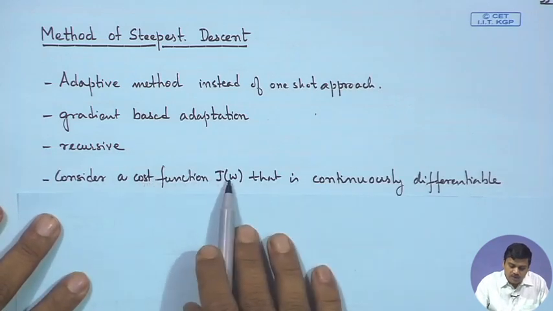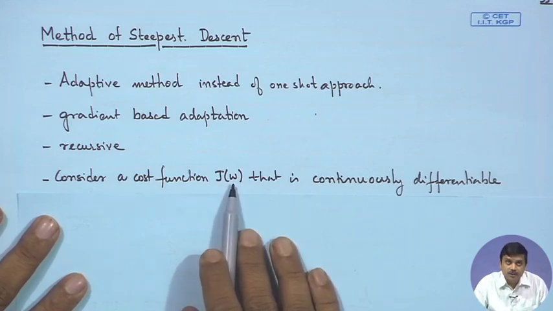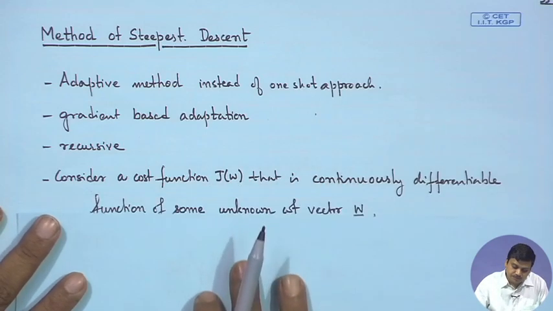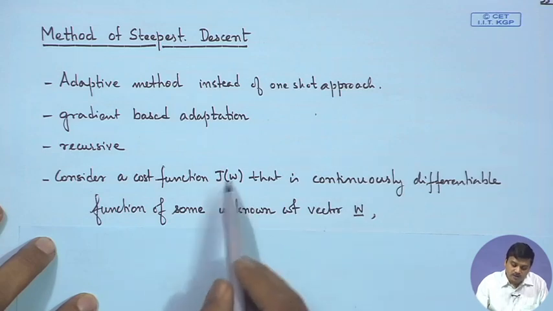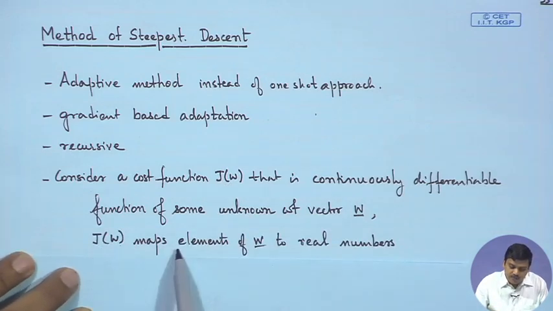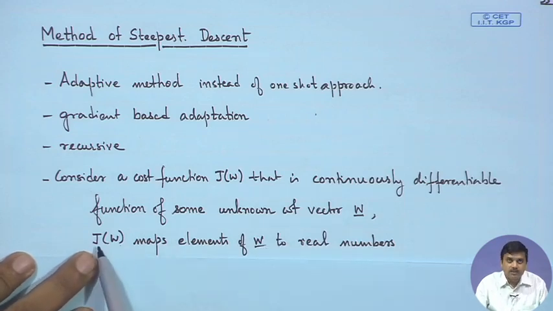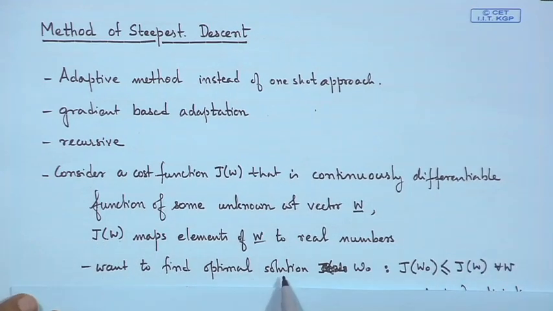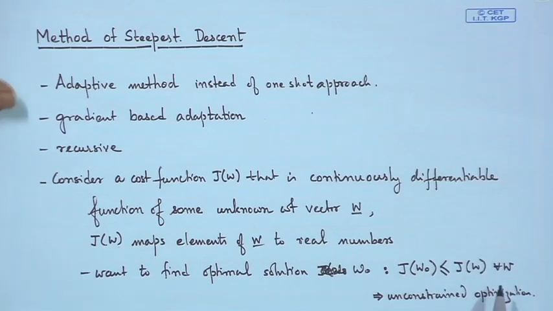So, we start with consideration of the cost function J of w. However, we consider J of w, which is continuously differentiable. So, w is the weight vector. So, J is a function of w, we have described before, and J of w maps the elements of w to a real number, because it is the mean squared error. So, w is complex, but still this is a real number, and we want to find the optimal solution w o, such that the cost or the mean squared error with these optimal weights, or w o, is less than any other weights that we decide. We can clearly see this is an unconstrained optimization problem that we are handling.